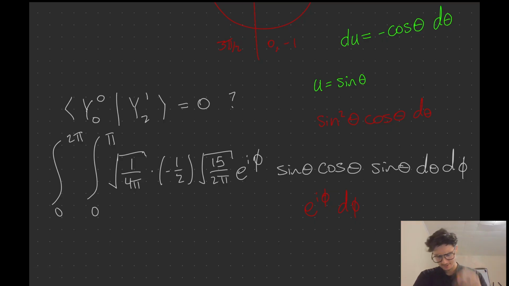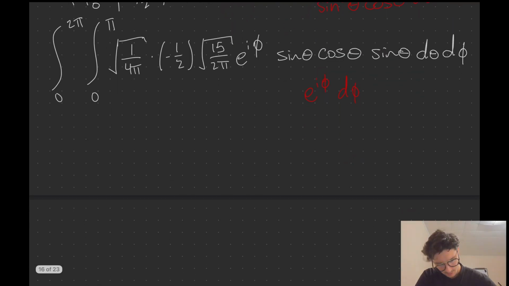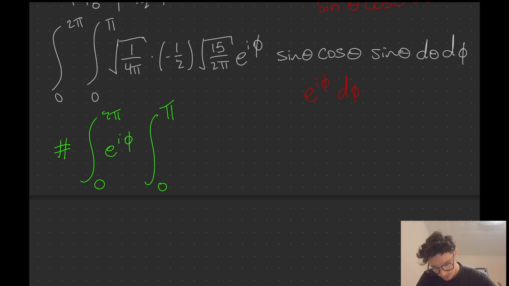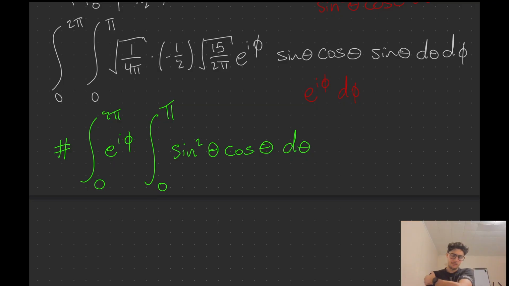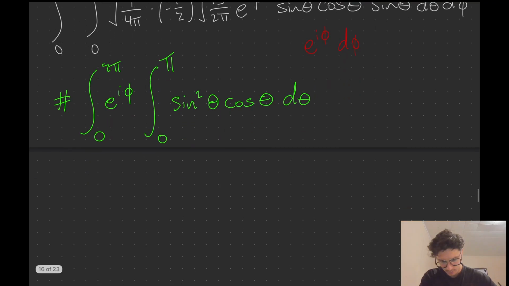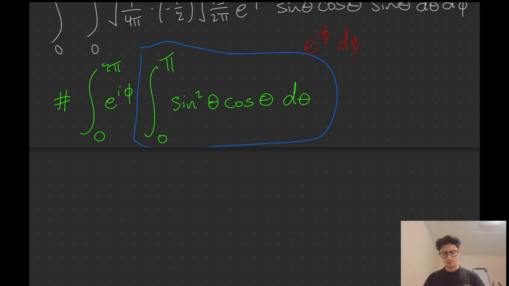Peep this. All right, we're going to simplify this. So we have a constant out front. Then here we have 0 to 2 pi, which goes with this e to the i phi. And then here we have 0 to pi of sine squared theta cosine theta d theta. We're going to do this second integral here because this one is going to give us 0. 0 times 0 times 0. 0 times anything is going to give us 0, and we're going to be QED chillin'. So peep this.